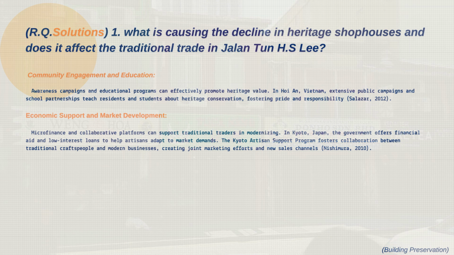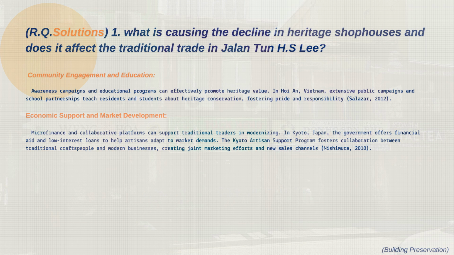Economic support and market development. Microfinance and collaborative platforms can support traditional traders in modernizing. In Kyoto, Japan, the government offers financial aid and low-interest loans to help artisans adapt to market demands. The Kyoto Artisan Support Program fosters collaboration between traditional craftspeople and modern businesses, creating joint marketing efforts and new sales channels.